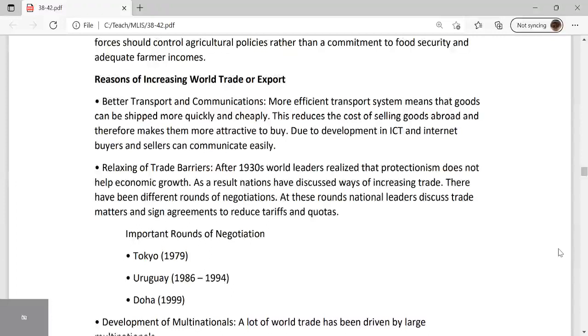Next, we have the relaxing of trade barriers. After the 1930s, world leaders realized that protectionism does not help economic growth. As a result, nations have discussed ways of increasing trade. There have been different rounds of negotiations, where national leaders discuss trade matters and sign agreements to reduce tariffs and quotas.